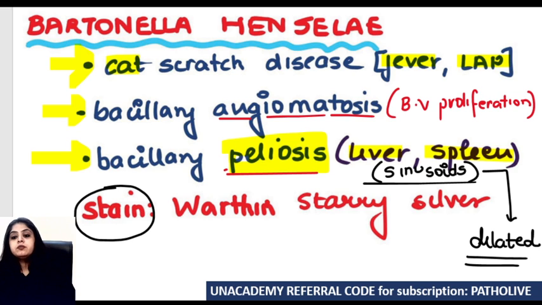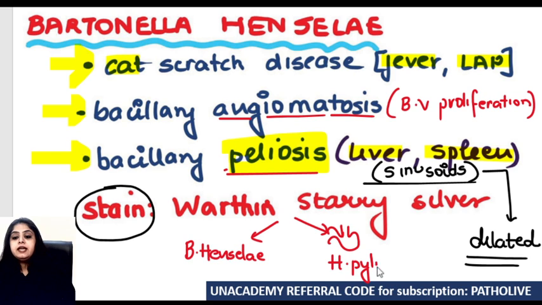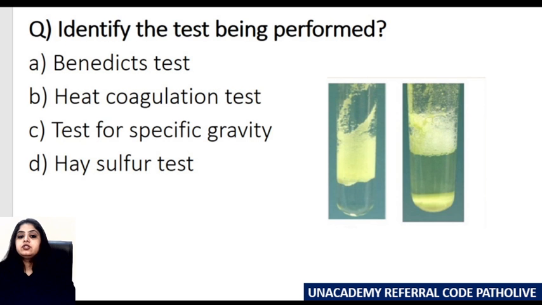When I'm talking about Warthin-Starry silver stain, number one, it's definitely important for Bartonella henselae, but where is it even more important? In gastric biopsies. In gastric biopsies, when I want to catch Helicobacter pylori, I think everyone knows that Warthin-Starry silver stain is a very, very important stain that we have. Well, having said that, done with this question as well, and we can move on to the next question.